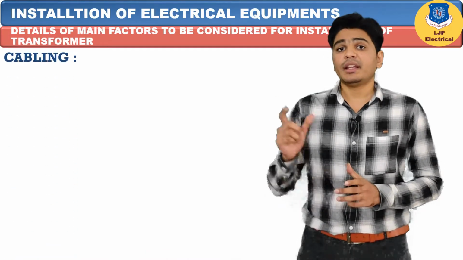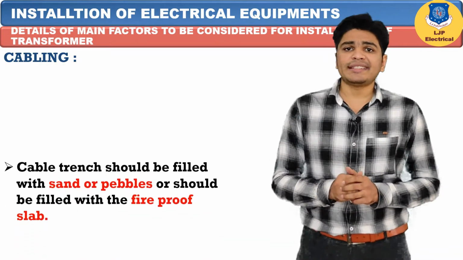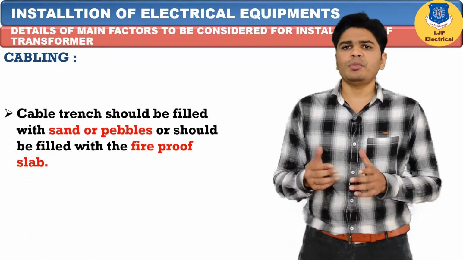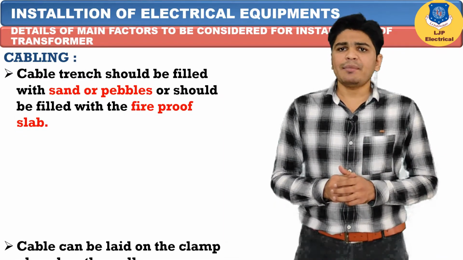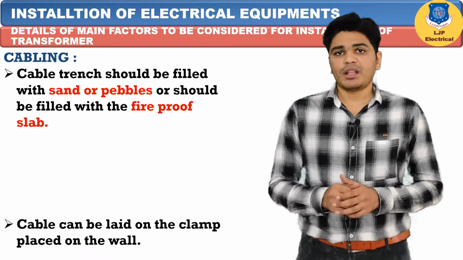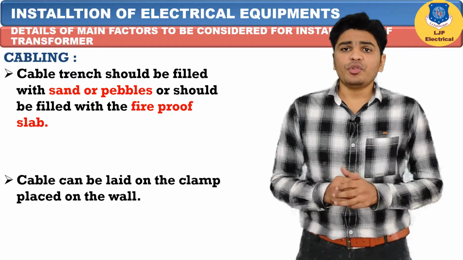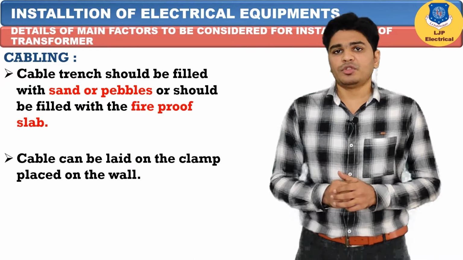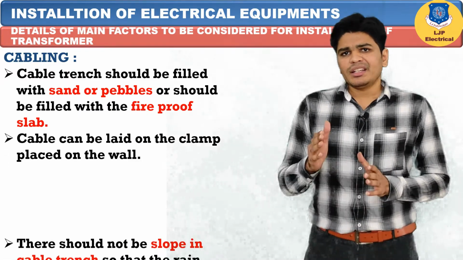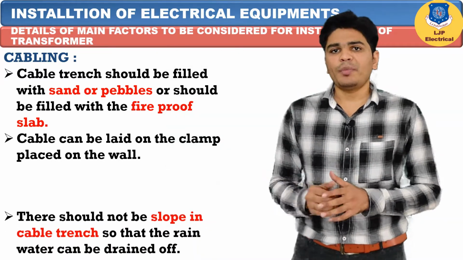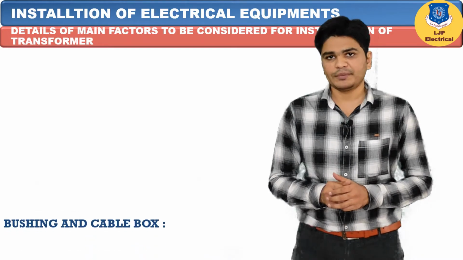Another point is cabling. Cable trench should be filled with sand or pebbles, or sometimes covered with fireproof slab. Cable can be laid on clamps placed on the wall. Sometimes heat is also produced in other equipment, so it should not enter into the cable. There should be a slope in the cable trench so that rainwater can be drained off.